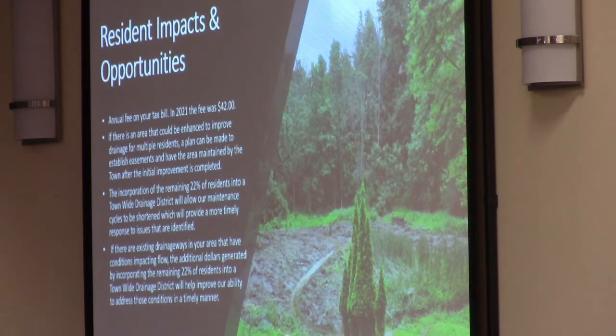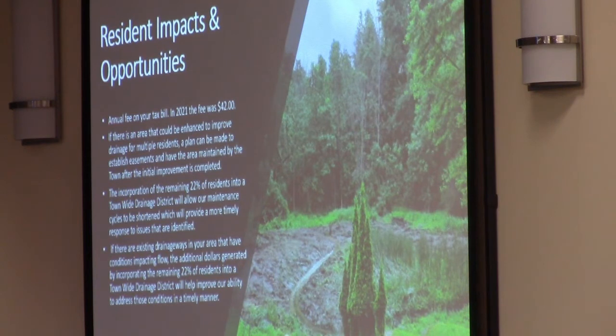Opportunities that are available, however, as being inside a drainage district, is if there are areas that could be enhanced or improved for drainage that benefit multiple residents, a plan can be made, easements can be established, and once the initial improvement, if needed, is made to the area, the town would take dedication via easement and maintain that in the future. So if there are areas that are issues, we can plan accordingly to improve them and then maintain them long-term, which would take it off of an individual's plate, as long as that particular feature benefits more than just one individual.